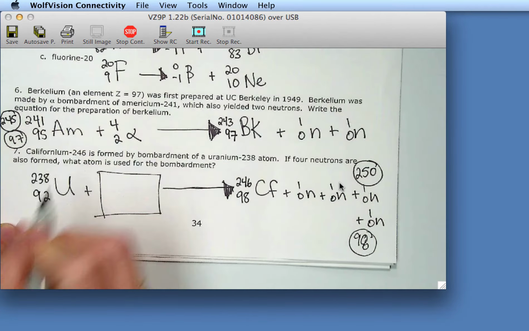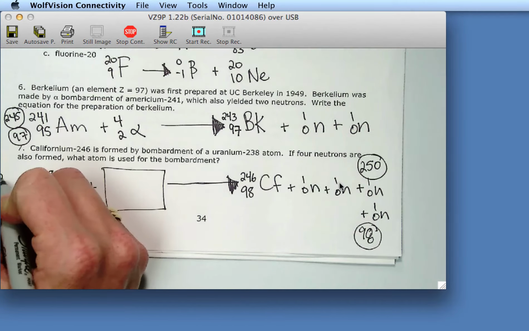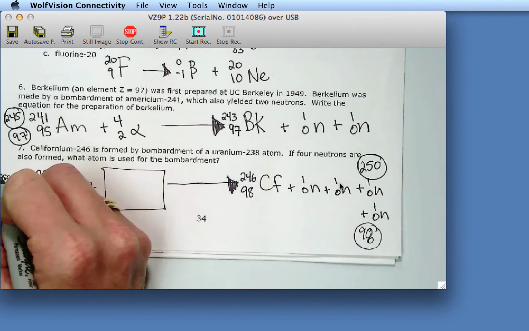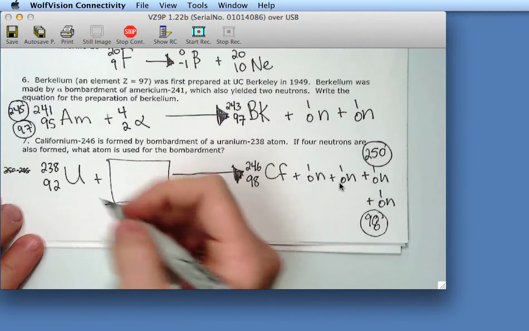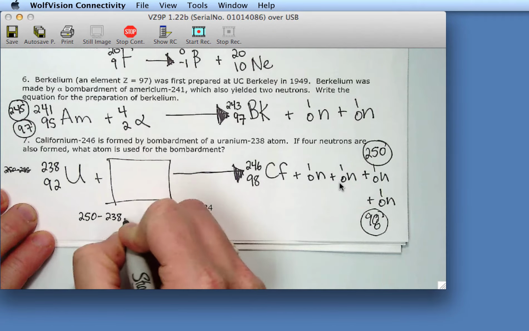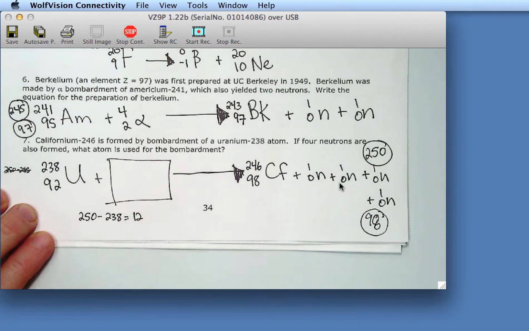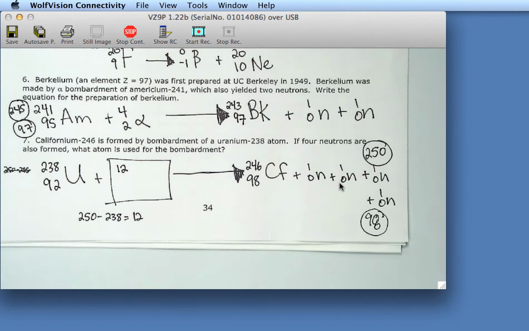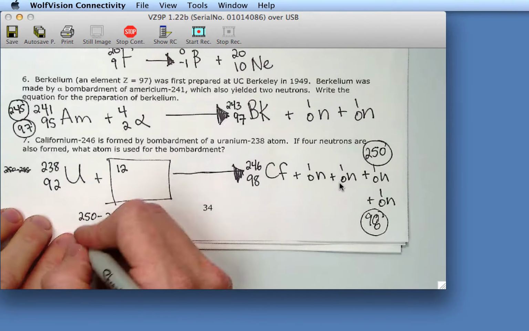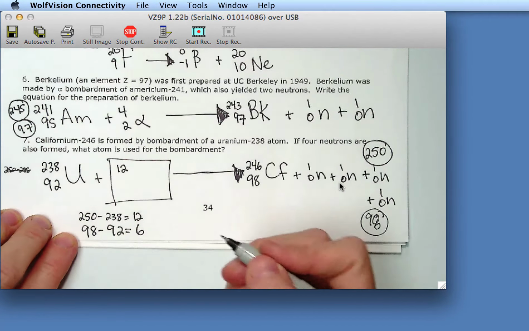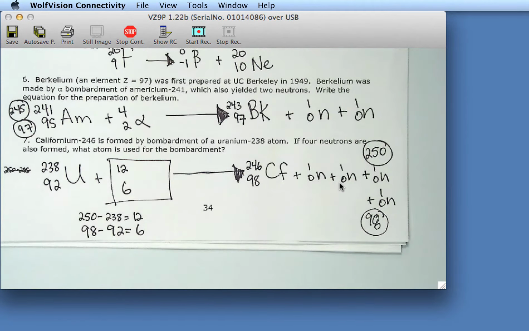So 250 minus 238 gives you 12. So that 12 is going to go here. And then 98 minus 92 gives you 6. So yes, you're right, Jake. That's carbon.